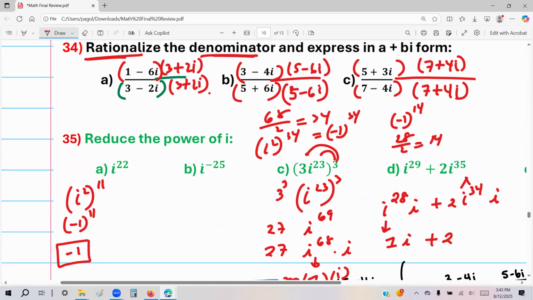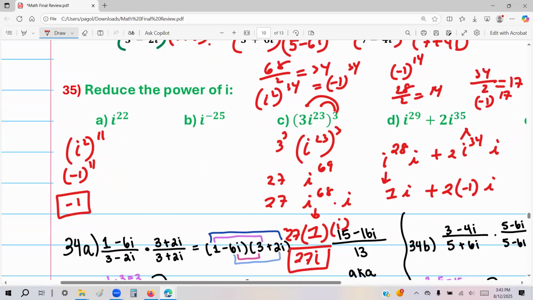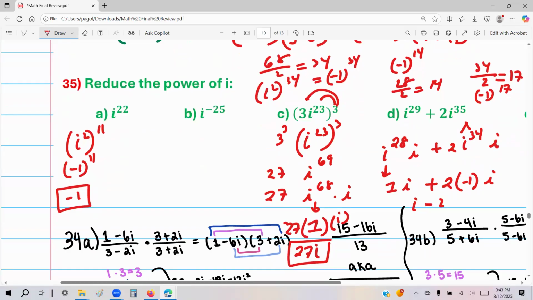And the next one, 34. What is half of 34? 17. So you have negative 1 17 times. What do you have? So you have 1i minus 2i. So how many i's you have? Negative i.